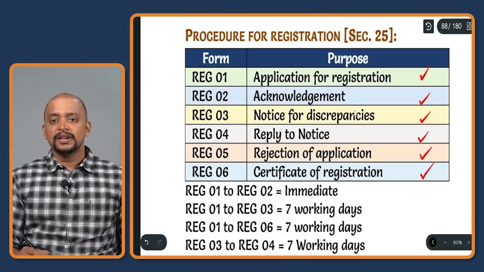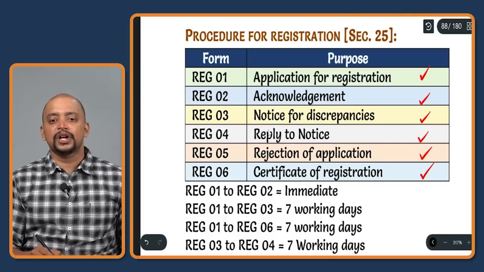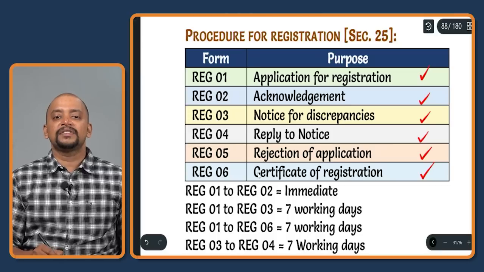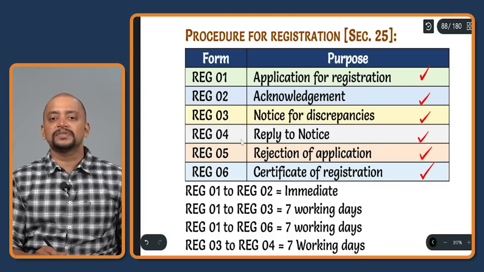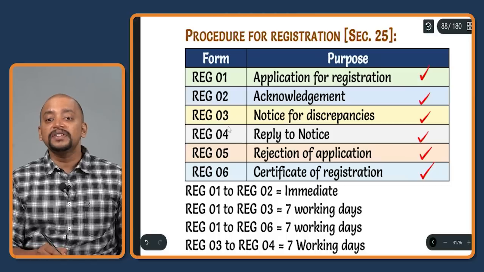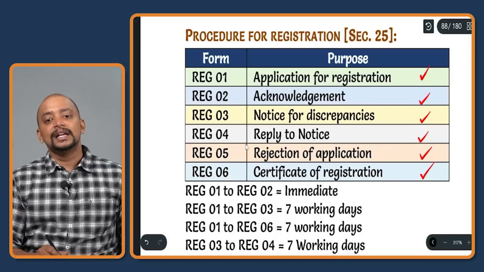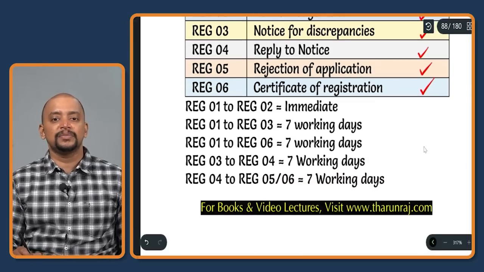And suppose within 7 working days, either we need to get certificate of registration or notice. If neither certificate of registration nor notice within 7 working days, then it is deemed registration. Once we give notice, within 7 working days, we need to give reply to the notice. After we give reply to the notice, within 7 working days, either they need to reject the application or they need to give certificate of registration. Neither rejection of application nor certificate of registration, then also it will be deemed registration.